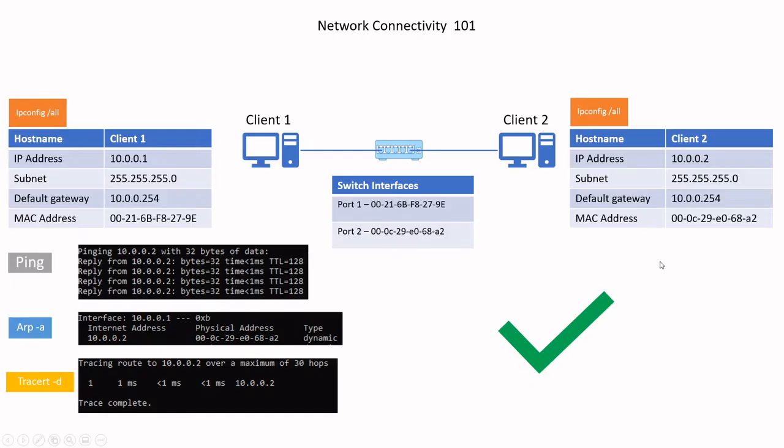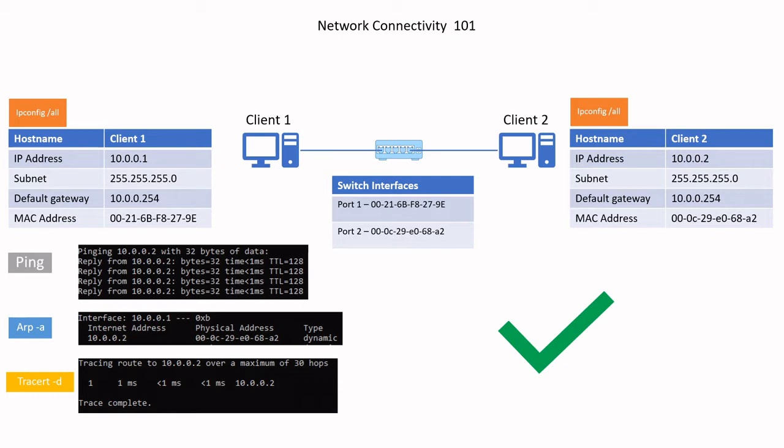So as you can see here, I have client 1 and client 2 connected to a switch. Their IP configuration is listed in the tables next to them, but in general, 10.0.0.1 for client 1, 10.0.0.2 for client 2. They're in the same /24 subnet, and the default gateway is the same, but it's not really relevant for internal network communication.